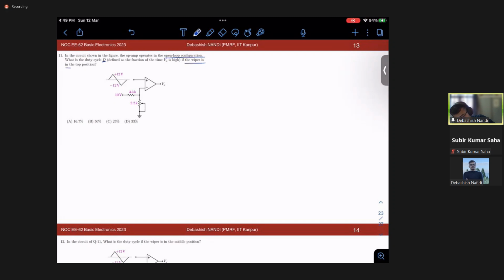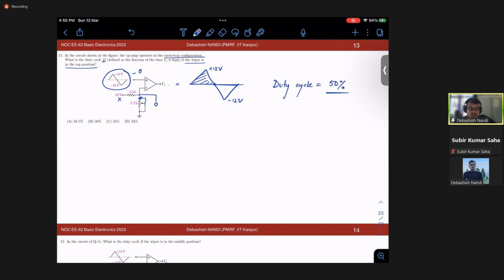If the wiper is in the top position, then that means this point is grounded, right? If this point is grounded, that means this has nothing to do with this. So I will simply have this minus 0 at the output. So output will be simply the same waveform. And I can simply see from the symmetry that half of the time it will be on, right? So my duty cycle is 50%. By inspection, we can answer this question. So 50% is my right answer. Okay.